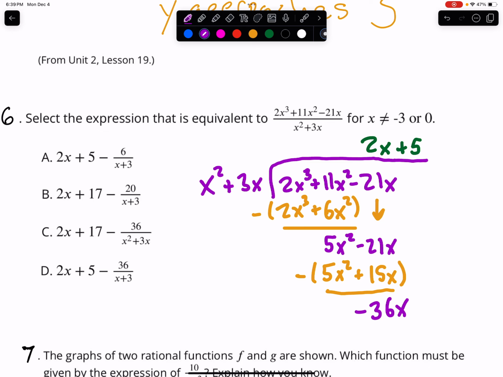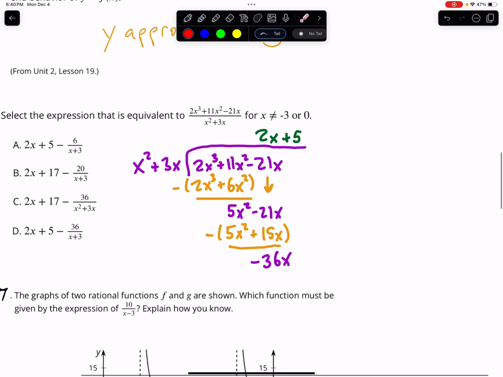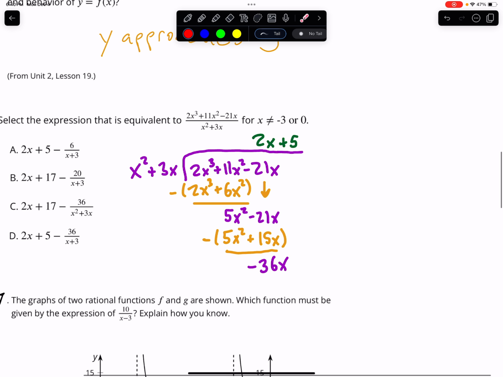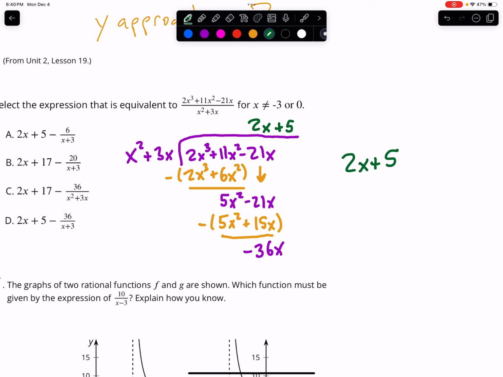And here, we're kind of done with the division. Because look, I can't get x squared out of a 36. Negative 36x. This is to the power 1. This is squared. We're done here. This is a remainder. Okay? So what we got to do is rewrite this. Let's rewrite it as we got the 2x plus 5. Here's our answer. And already I can tell there's only two possibilities. It's got to be either A or D.